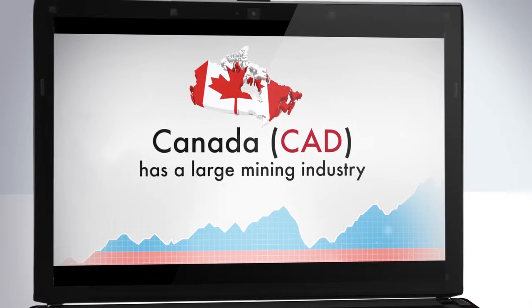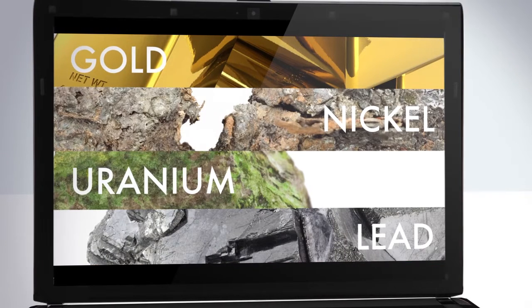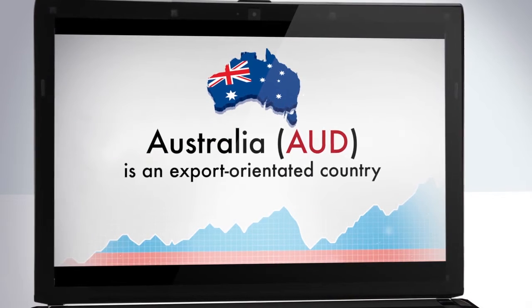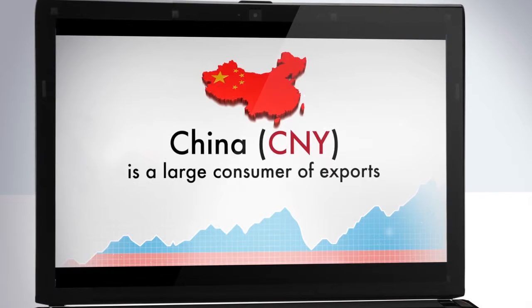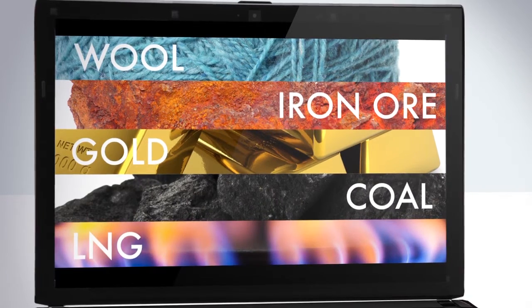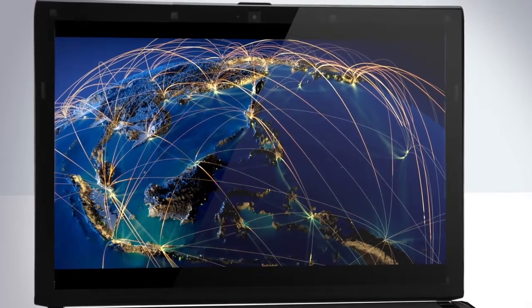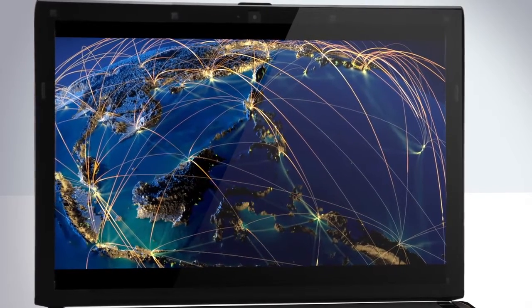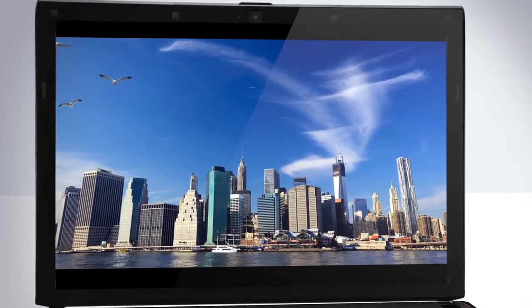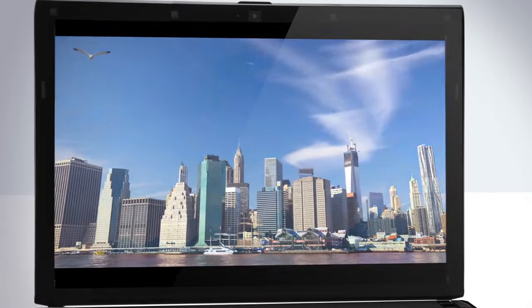For example, Canada has a large mining industry and is heavily dependent on the US for its export of gold, nickel, uranium and lead. The same applies to Australia, which is also an export-oriented country. In this instance, China is the largest consumer for their exports, most notably of wool, iron ore, gold, coal and liquefied natural gas. As such, changes within the commodity segments which these countries export and economic changes from their major export partners can have significant effect on their economic welfare and currency strength.